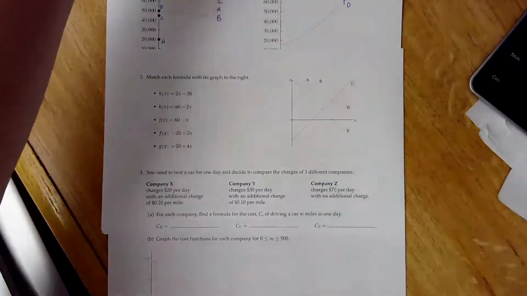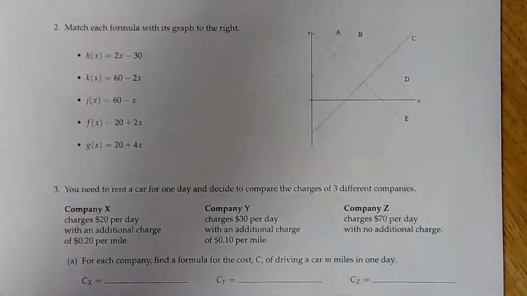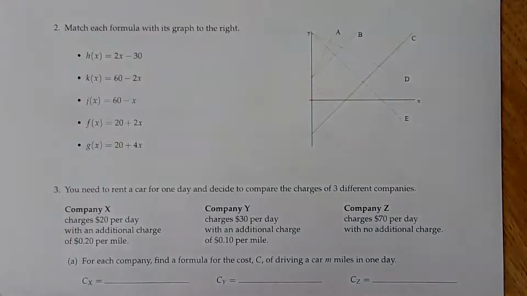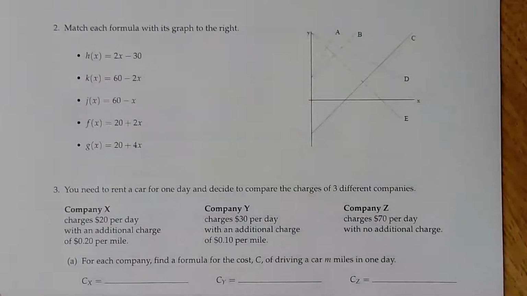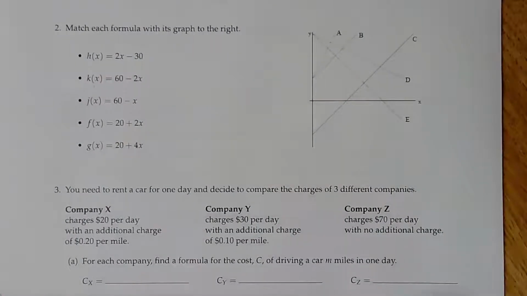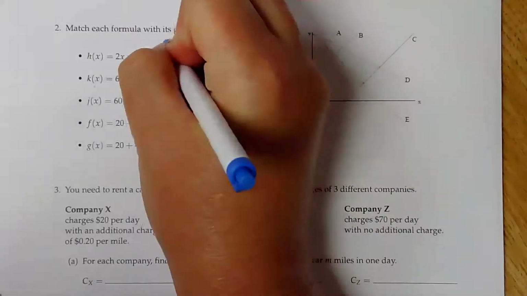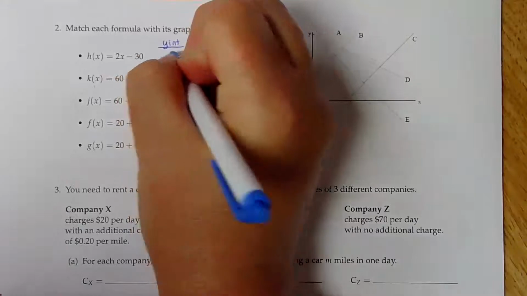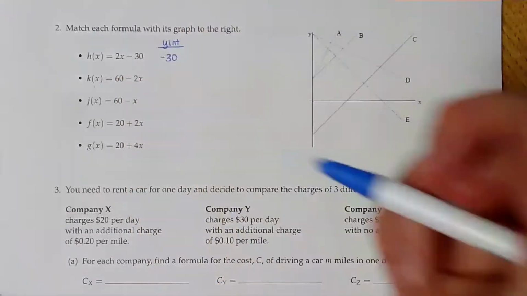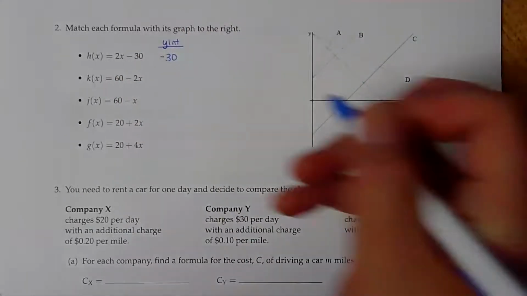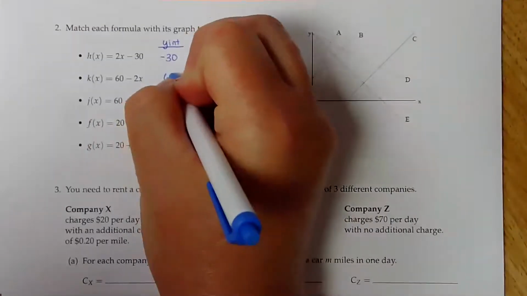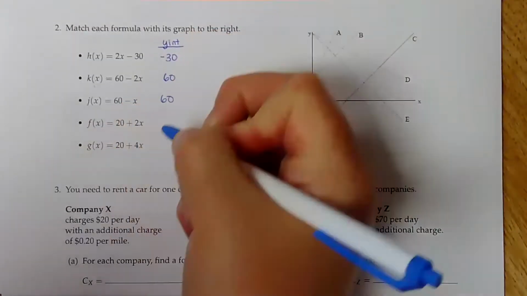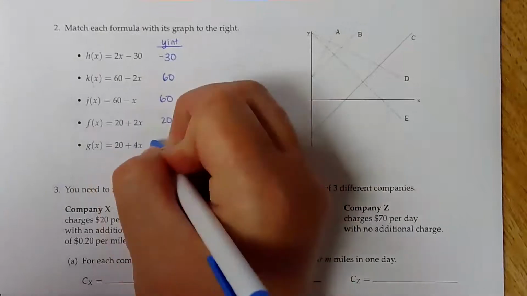All right, so let's take a look at that and see if we kind of get to the same spot. The place that I like to start is by looking at the y-intercept. So I'm going to write down what these y-intercepts are. So I have a -30. The y-intercept is always that number that doesn't have the x with it, so no x. This one is 60, this one is 60, this one is 20, and this one is 20.